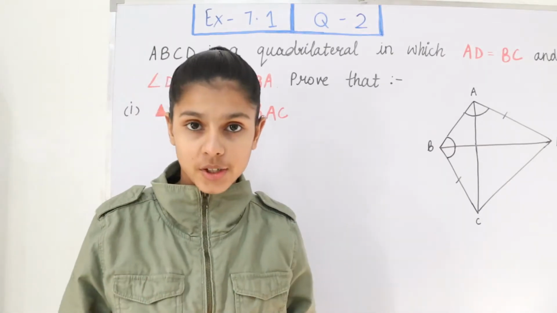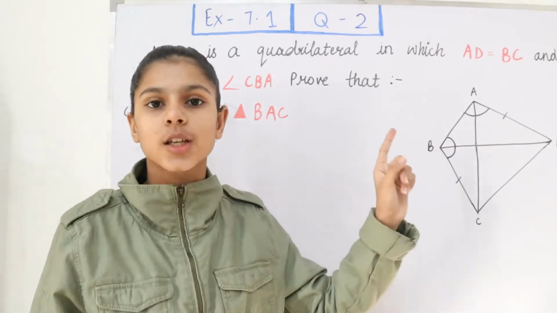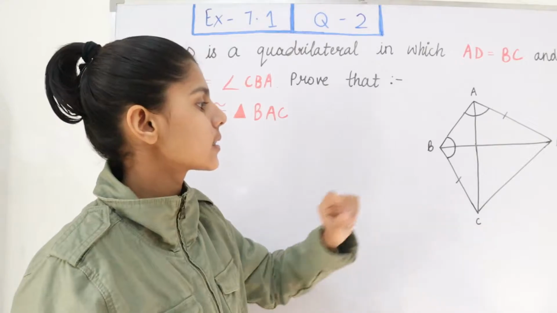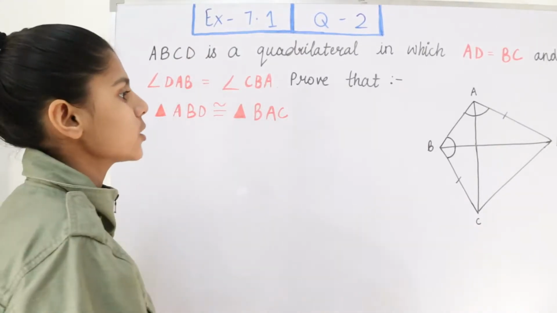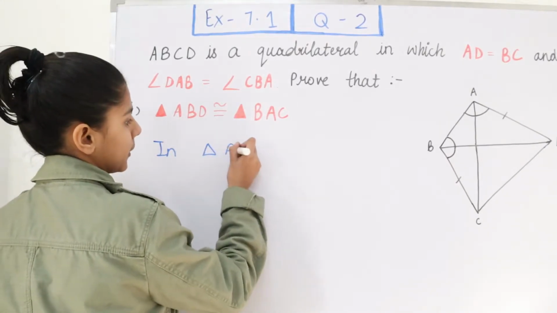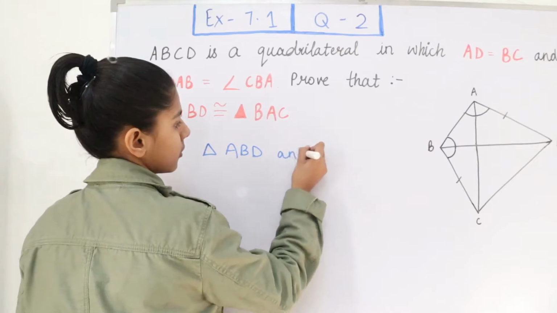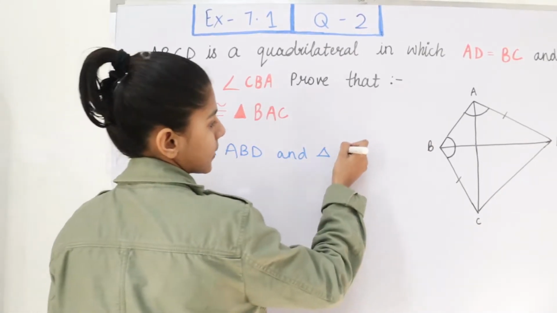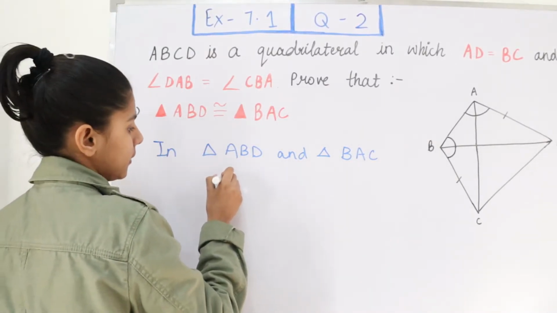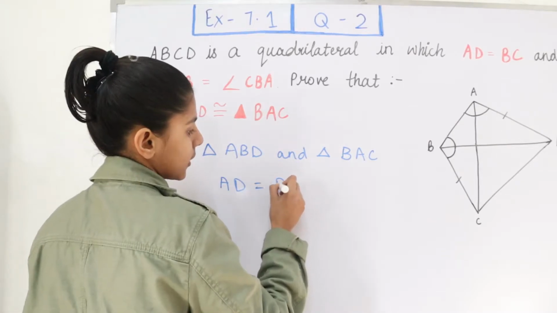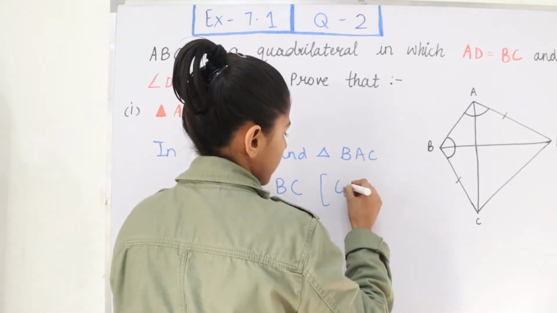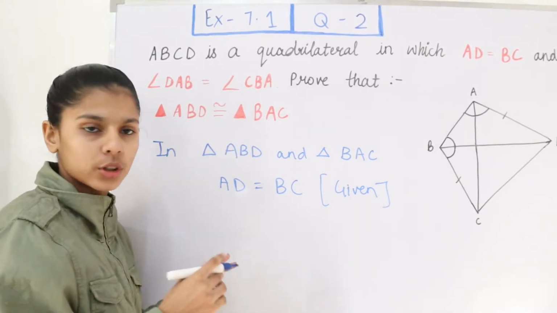You can see that in the question it is given to us that AD is equal to BC, and AD is part of triangle ADB and BC is part of triangle BAC. So hence we can write that in triangle ABD and triangle BAC, AD is equal to BC. And what reason are we going to give? In the bracket we will write "given", because it is given in the question that they both are equal.